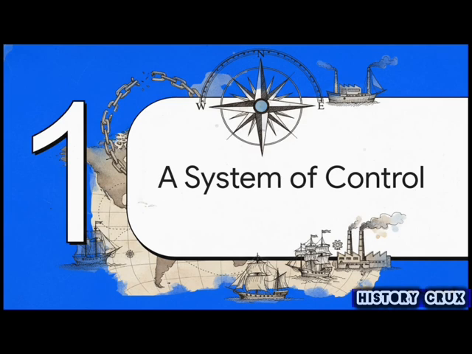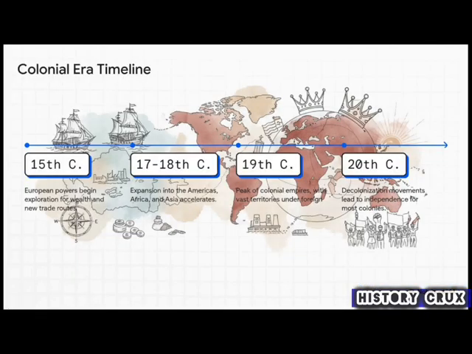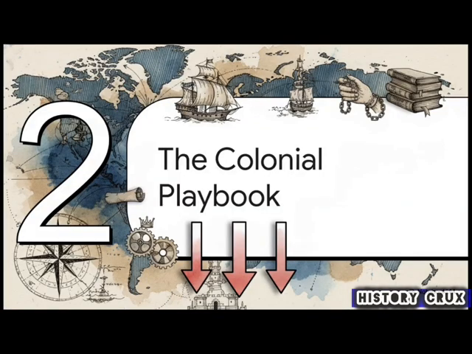Okay, so to really wrap our heads around this, we first need to get how this system of control actually worked on the ground. Let's take a quick look at the timeline, just to see when and how it all unfolded. This wasn't some quick event. We're talking about an entire era that spanned centuries. It really kicked off back in the 1400s with European powers looking for new trade routes and wealth. Then things just accelerated. By the 19th century, it hit its peak. Huge chunks of the globe were ruled by just a handful of empires. It wasn't until the 20th century that the tables started to turn, and we see decolonization movements fighting for and winning their independence.